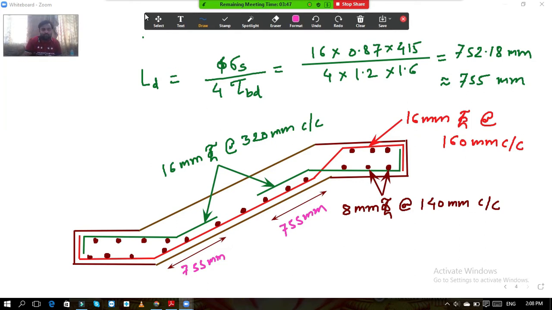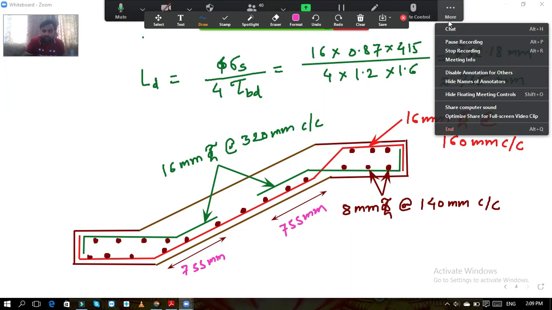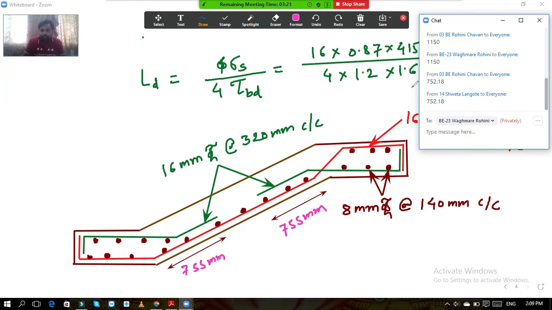So now I hope it is clear to you. This is the design of the staircase. In this way we need to design the staircase. I hope it is clear. If the diagram is over, let me know, then we will move to the next point.